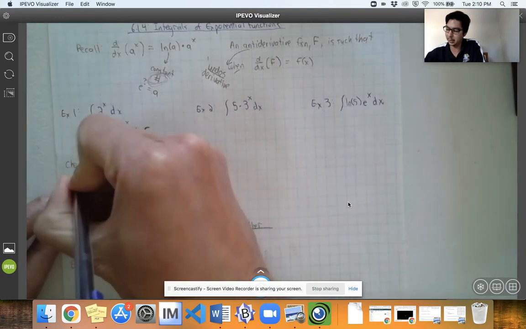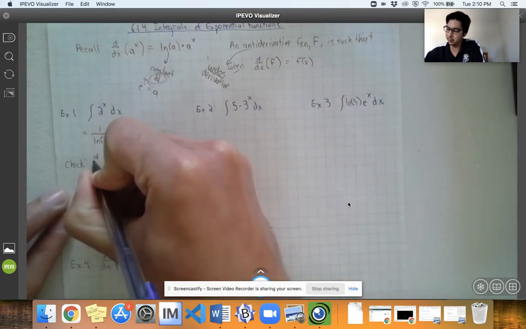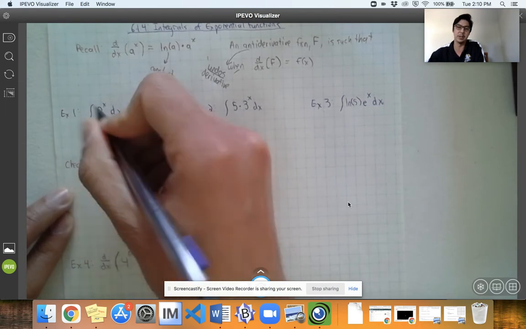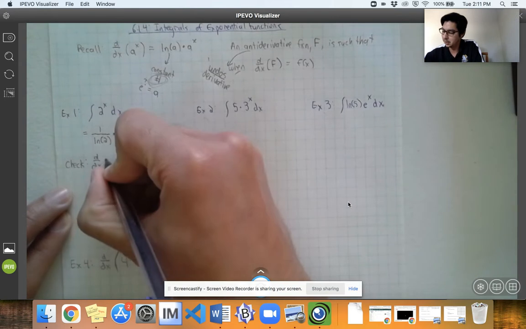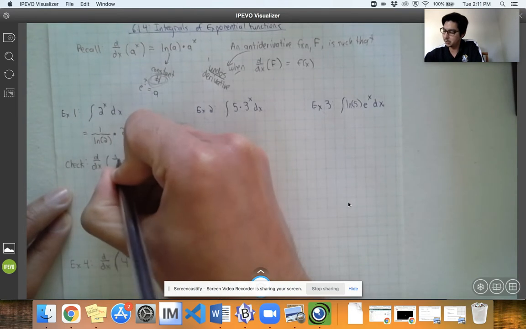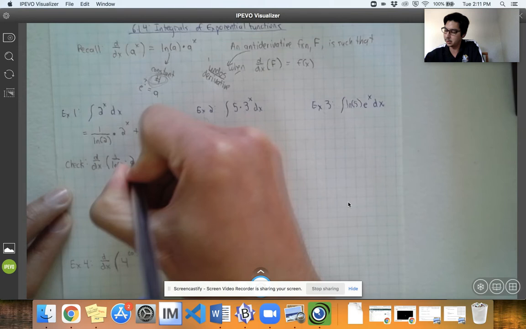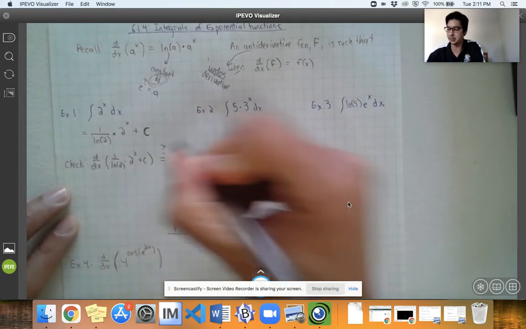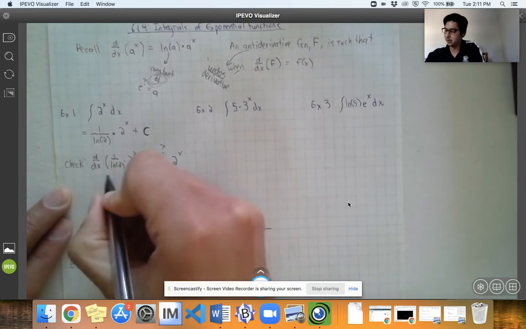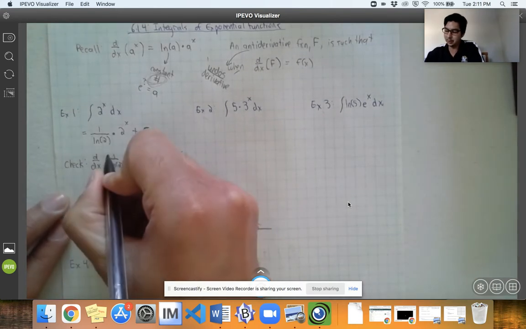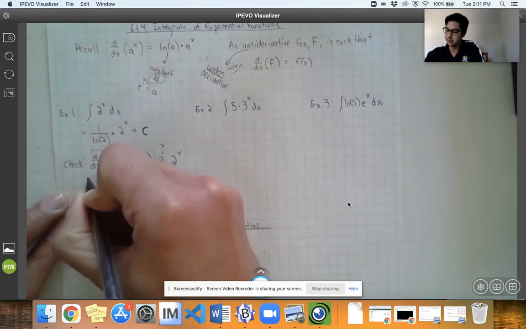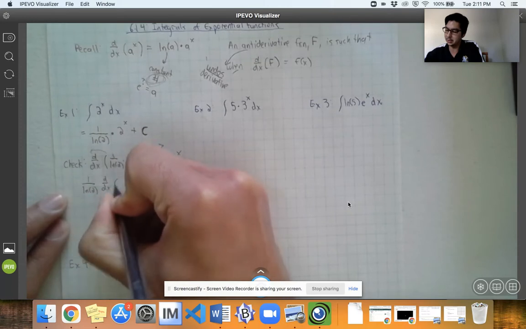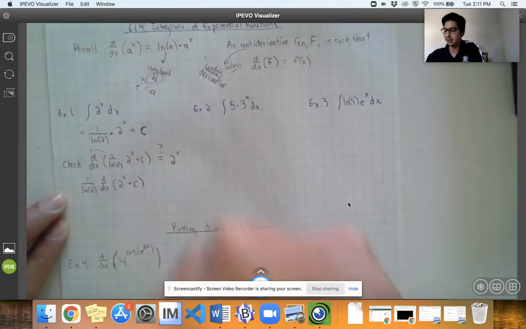Now let's check. And I highly recommend you check all your answers on this. We can take the derivative of this antiderivative to check if we return back to the original function. Does this function, 1 over natural log of 2 times 2 to the x plus c, equal 2 to the x? That's what we're asking ourselves. Okay. So remember that the derivative of a constant doesn't matter. You can even pull that out in front if you wanted to. So you could write 1 over natural log of 2 times d dx of 2 to the x plus c. That's totally acceptable.